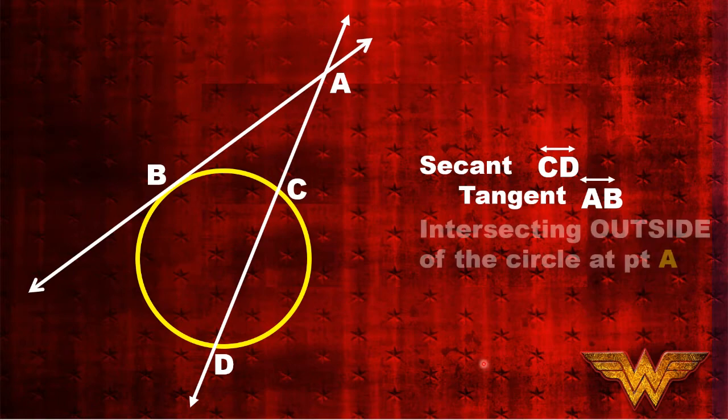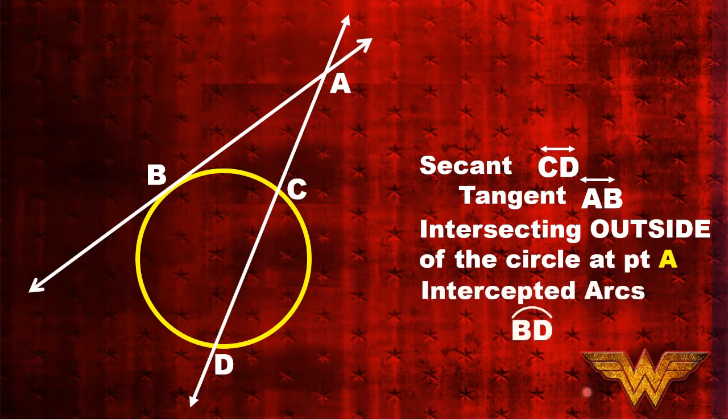Say this is point A, this is point B, point C, and point D. Now, let us identify the secant in this figure. What is it? Correct. It's line CD. Pwede rin natin siyang tawaging line DA or AD. How about our tangent? Correct. It is line AB. Intersecting outside of the circle at point A. Yan. Diyan sila nag-meet. And the intercepted arcs are arc BD. Ito yung mas malaki. And then arc BC. Yung smaller intercepted arc.